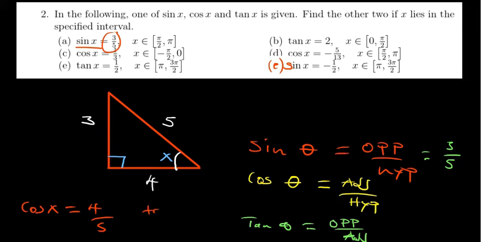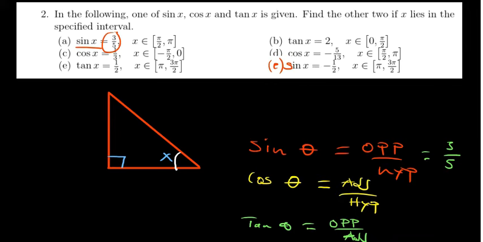For tan of x, it is opposite over adjacent. So the opposite is 3, adjacent is 4. So we found the other two for the first one. Very simple, right? So I believe the remaining ones shouldn't be a struggle for you now.